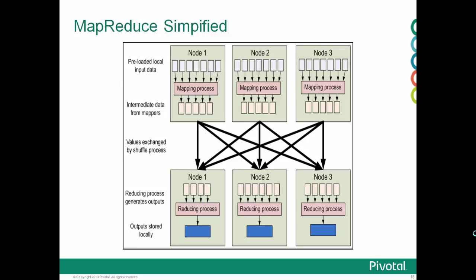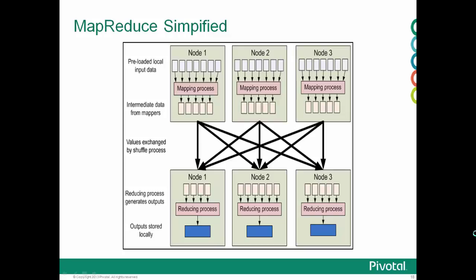Let's take a look at a simplified version of MapReduce. Here we have 3 nodes. Each of the 3 nodes has 7 blocks of data that need to be read that are stored on those nodes. As such, there will be 7 map tasks instantiated on each of the 3 data nodes. 1 map task to read 1 block of data.